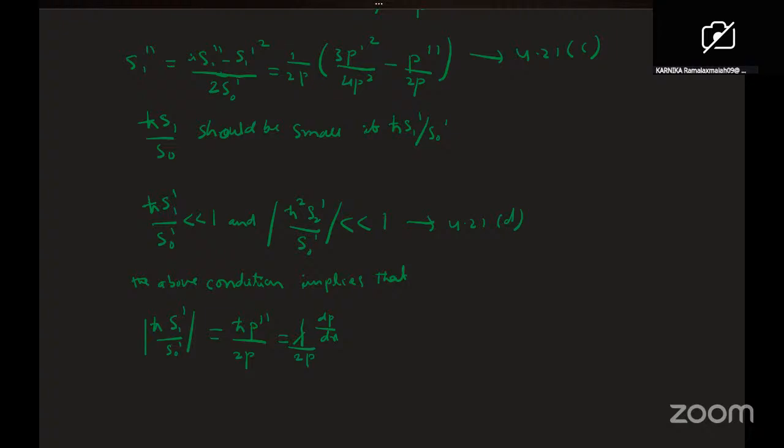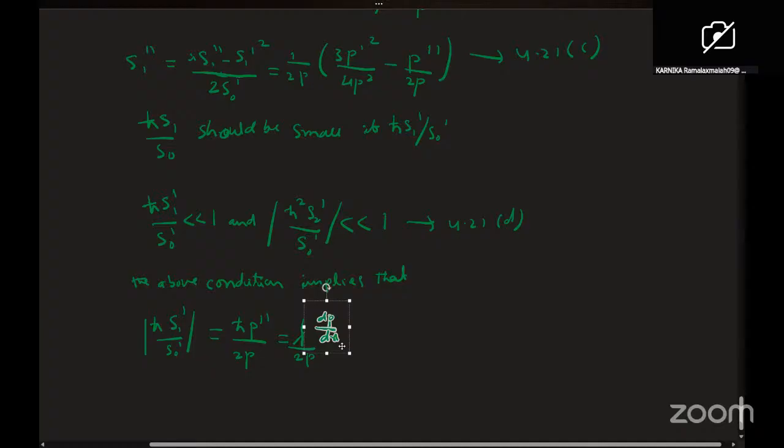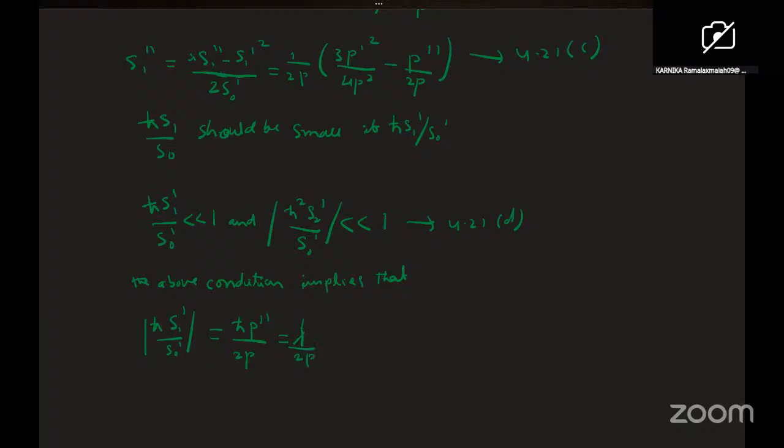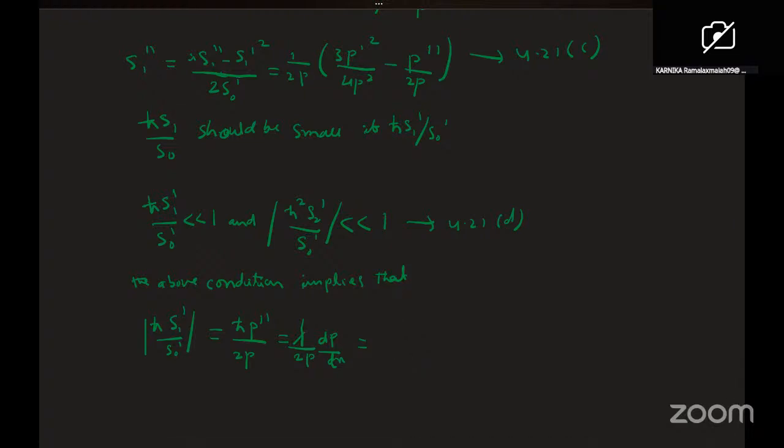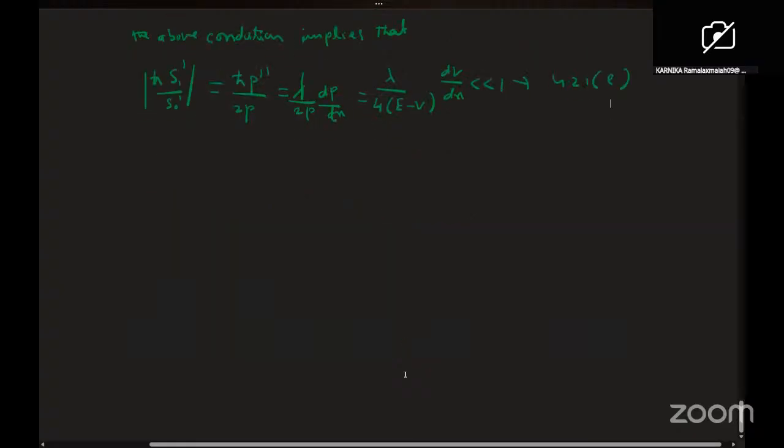Lambda by 2p into dp by dx, which is equal to lambda by 4 into e minus v, dv by dx, much less than 1. This is equation 4.21 of E.